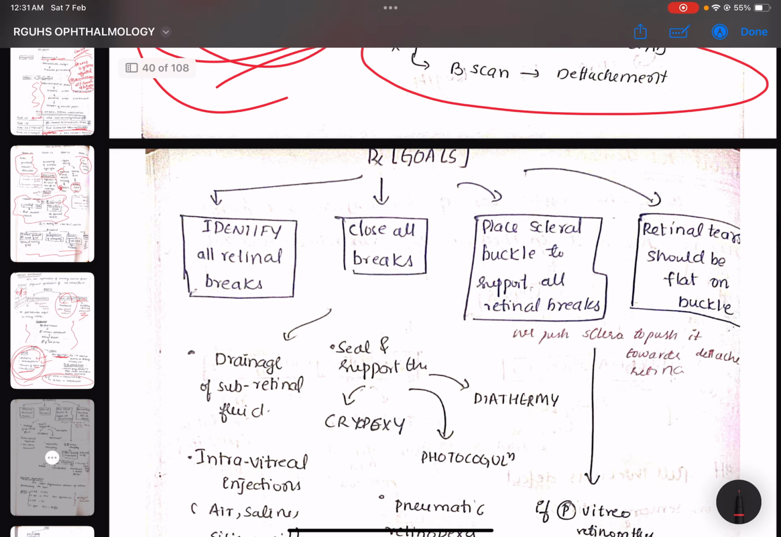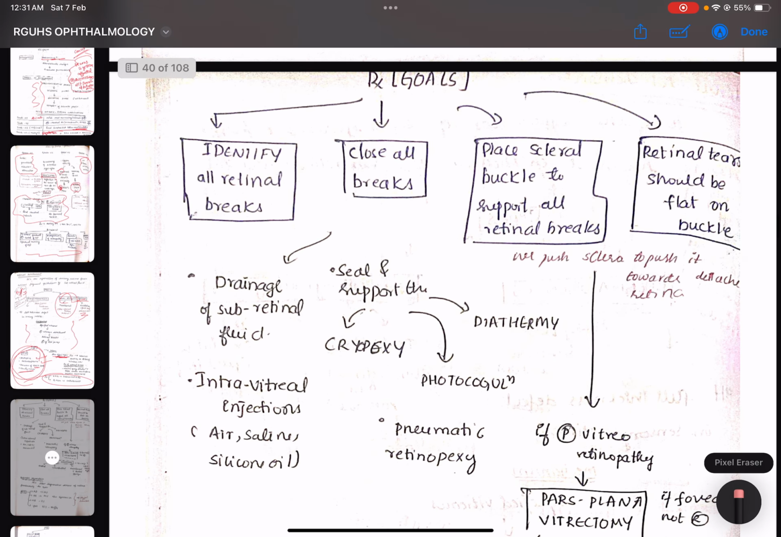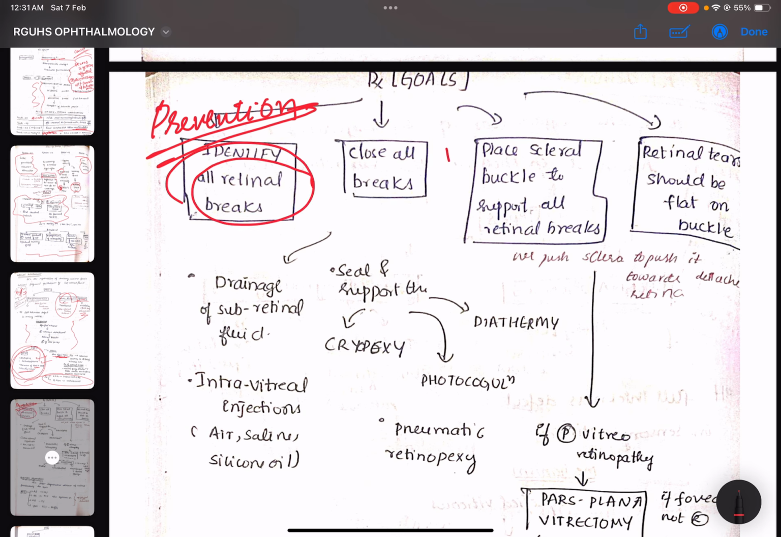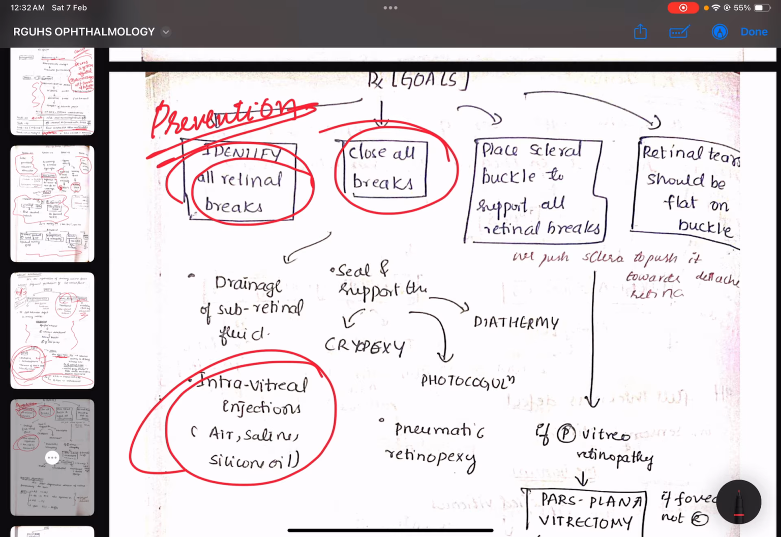Then what are the goals? Obviously the first thing is prevention. So how do you prevent? Again, you have to prevent that fluid going back. So you have to identify all retinal breaks and close all breaks. How? Again, via laser, or intravitreal injection, or drain the fluid.